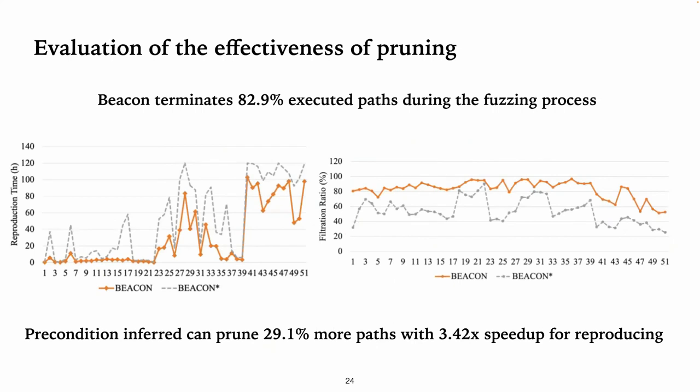To understand why Beacon can achieve such performance improvement, we first evaluate the ratio of the rejected paths. And we find out that more than 80% of the execution paths during the fuzzing process can be terminated by our precondition inference. Moreover, we found out that using the precondition, we can prune nearly 30% more paths with almost 3.5 times speedup than purely using reachability analysis.